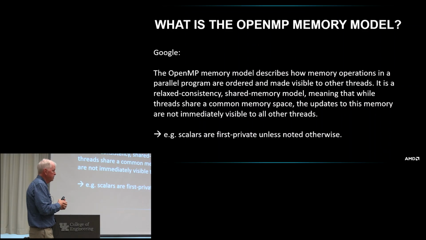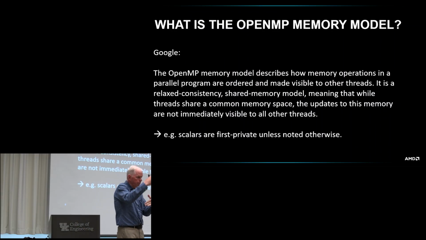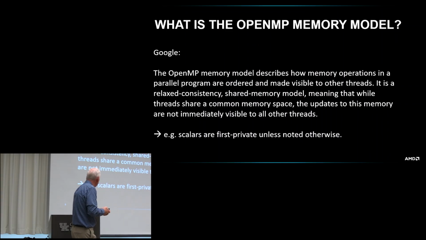So the OpenMP memory model, let's talk about this. If you ask Google, it says the OpenMP memory model describes how memory operations in a parallel program are ordered and made visible. It is a weak, or relaxed, consistency model. That means you write your code, and when you say target region, the variables in there can be, first of all, distributed, one for each thread, and then at the end of the target region, that's when consistency is maintained. So if you have a vector, different parts of the vector can be updated in parallel, but then at the end of the target region, that's where you have the consistency, where you get a synchronization barrier.